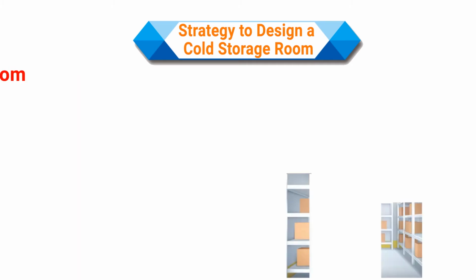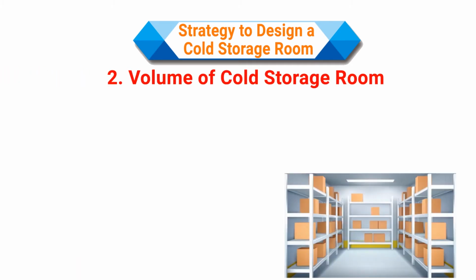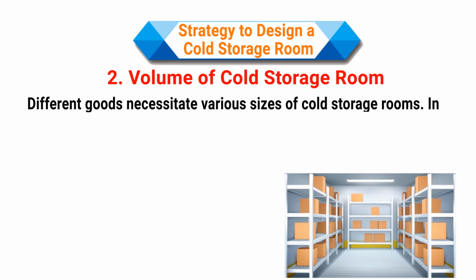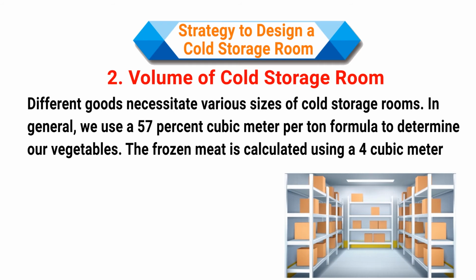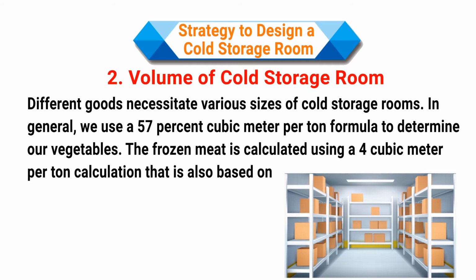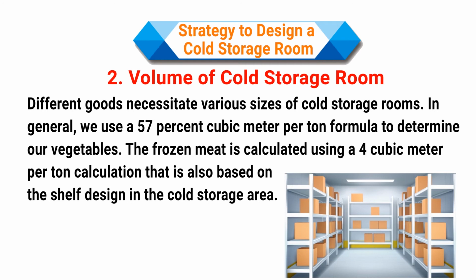Next, you can see the volume of the cold room is important. Different items or goods necessitate various sizes of cold storage rooms. In general, a 57% cubic meter per ton formula is used to determine the volume for vegetables, whereas frozen meat is calculated using 4 cubic meters per ton.